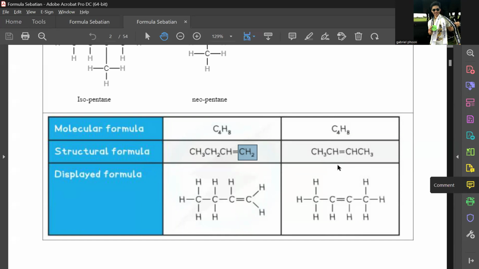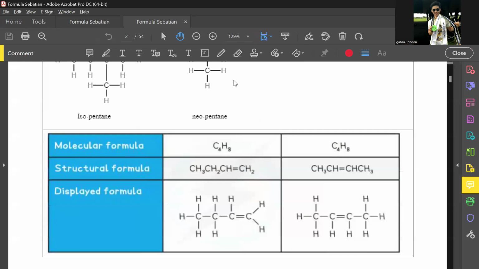I want to ask you guys one question. Is this different from this? Are they different? This one and this one, are they different? Why not? Even though it may seem like this is the first C and this is the fourth C, they're actually the same thing. They're just a mirror image of each other, guys. So they are not considered isomers. They are essentially the same thing.